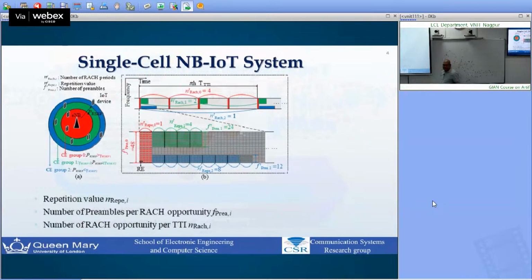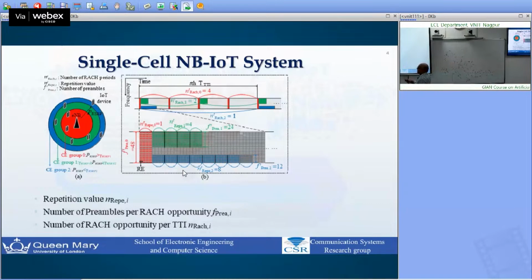This is narrowband IoT. Here this is the base station. Around the base station, IoT devices are going to be spread everywhere. In the standard, they consider 3 regions: the red region, the green, and the blue.